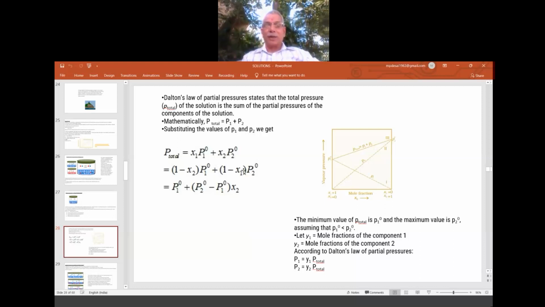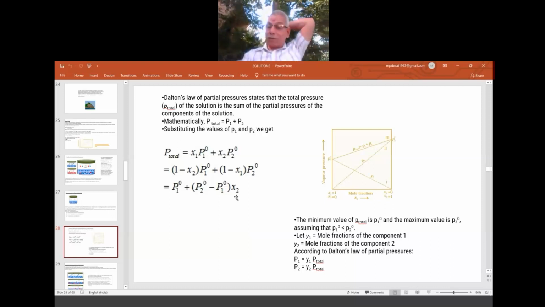But please correct the mistake here. Take it as X2 only. So P total equals (1 minus X2) P1 naught plus X2 P2 naught. After removing the bracket, P1 naught minus P1 naught X2 plus P2 naught X2. Here X2 is common, so X2 into the bracket (P2 naught minus P1 naught). P1 naught stays here only. So P total equals P1 naught plus (P2 naught minus P1 naught) into X2.